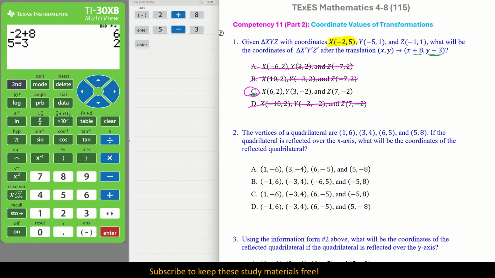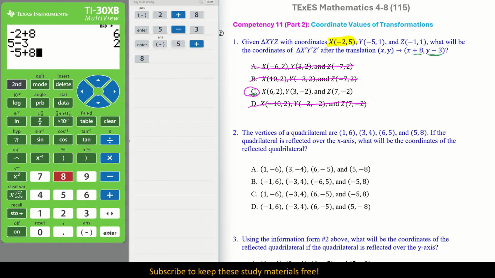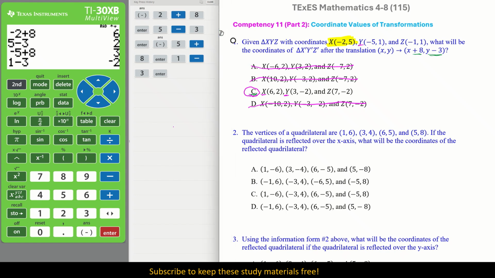But let's keep going. We have -5 and then we need to add 8. So we should have 3 next. Yes, so X checked out. We're checking to see if Y is okay. So now let's see. We have 1, and then we subtract 3 from that. I'm looking at our Y here. And yes, that all checks out. So looks like it's all going to work. I'm going to go ahead and circle that.